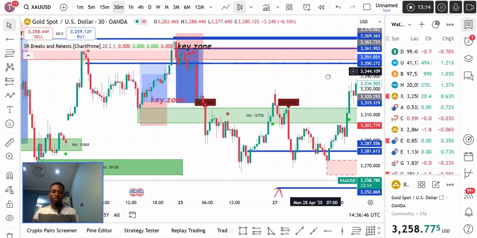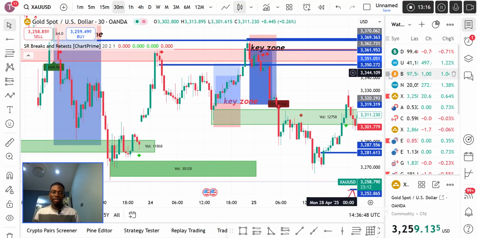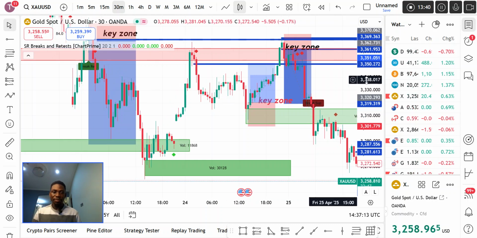Okay, so let me just go back. It works on all pairs, all pairs. It doesn't necessarily mean that it has to be gold, GBP, USD, all pairs, it works. Just apply the same concept. One, look for an entry that's a bearish engulfing at either a resistance area or a support area. Two, you mark that place as your key zone, because wherever the market is going, it's going to come back there again.